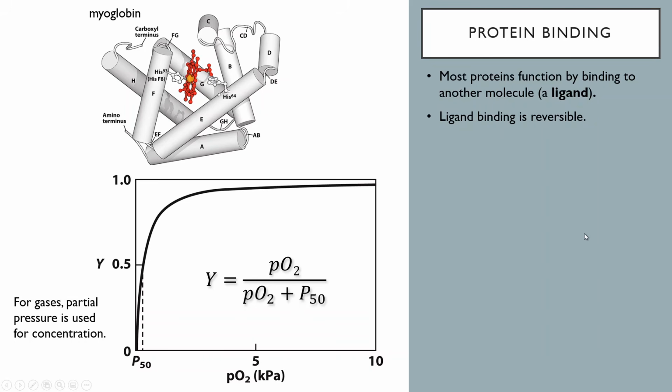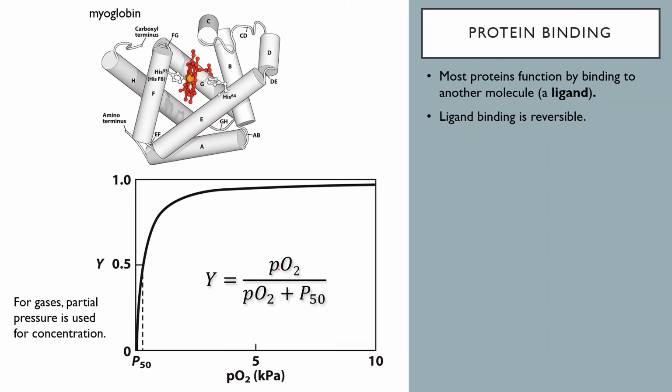Now, for some ligands, especially if you're talking about a gas, it's easier to use partial pressure instead of concentration. So we're going to be talking about hemoglobin and myoglobin in a minute. Those are proteins that bind to oxygen. Oxygen's a gas, and so it's easier to measure and talk about gases in terms of the partial pressure rather than concentration. So a lot of times you'll see this binding curve drawn this way, where instead of concentration of oxygen, we use the partial pressure.